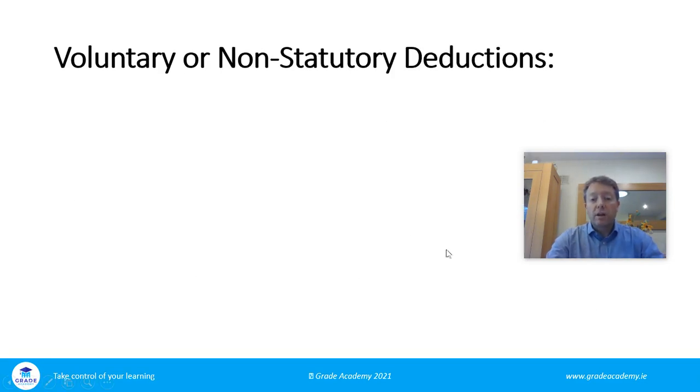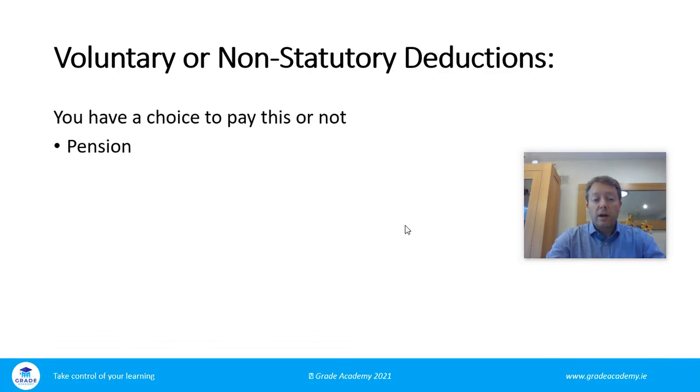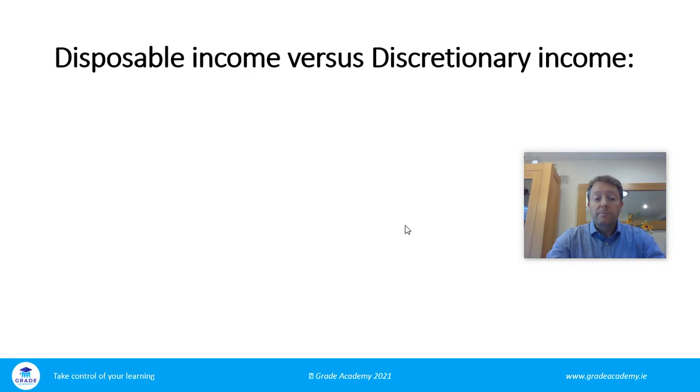Now, the voluntary or non-statutory deductions, you have a choice to pay this or not. So, for example, you have a choice to pay a pension, health insurance, trade union fees, and savings.